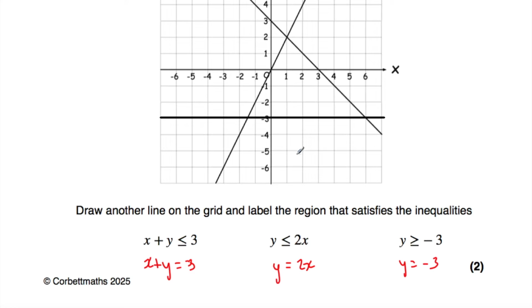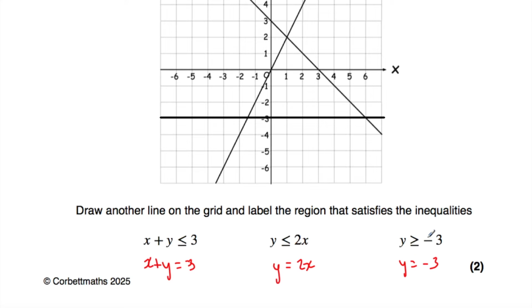Now we need to find the region that satisfies all of the inequalities. I'm going to start off with this one we've just drawn. We had y is bigger than or equal to negative 3. So the heights are bigger than or equal to negative 3, and equal to, so it could be all the points on the line. That's why I've done a solid line there. I haven't done a dashed line, I've done a solid line because I had the equal to part.